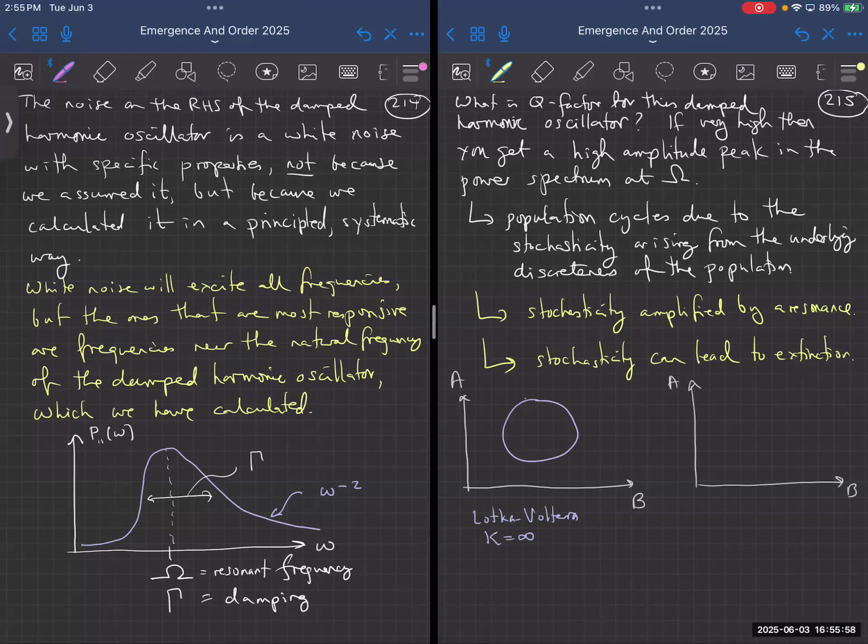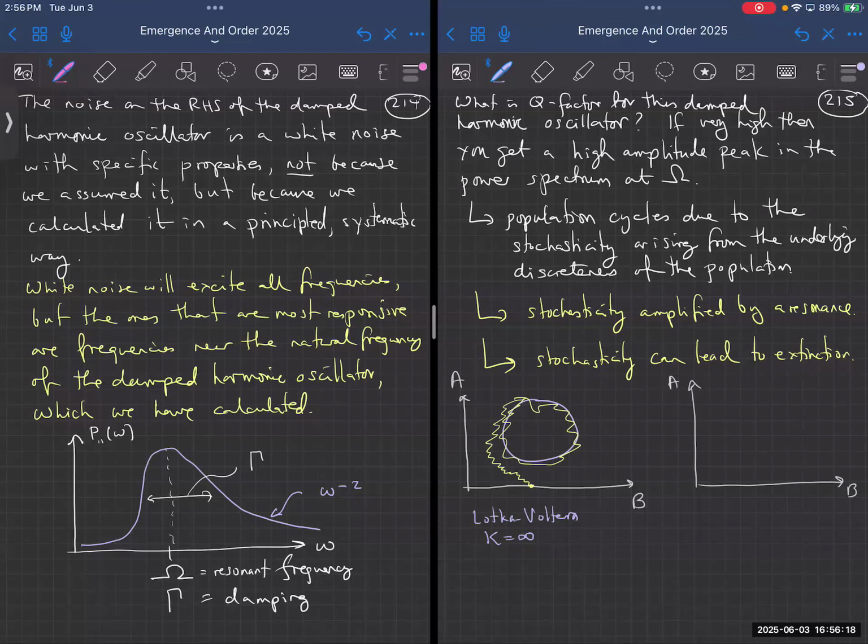How did that happen? What the heck? I mean, is this AI? This thing is more smarter than me. It's not smarter than me, because what happens is eventually this thing will wander off and eventually it will go extinct like that. So that's what happens if I use the Lotka-Volterra equation with infinite carrying capacity.